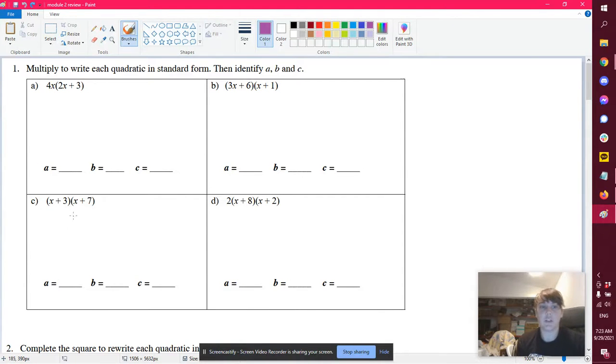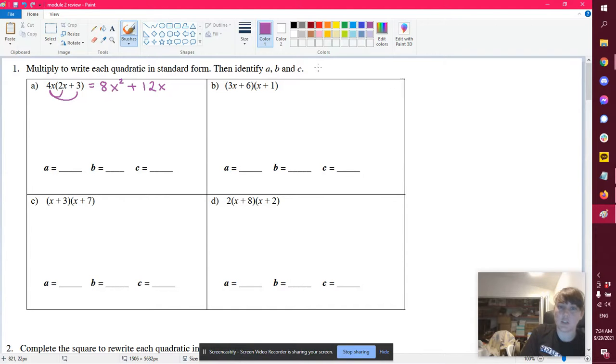The first one is multiplying each quadratic into standard form. That either looks like distribution or binomial multiplication, so the FOILing thing. The first one, we take the first term 4x and multiply it by 2x, and then we also multiply it by 3. So 4x times 2x, we multiply the numbers first, and then there are two x's being multiplied, so it's x squared. Then we do 4x times 3, so we multiply the numbers first. We see there's 1x, so we leave it at 1x.